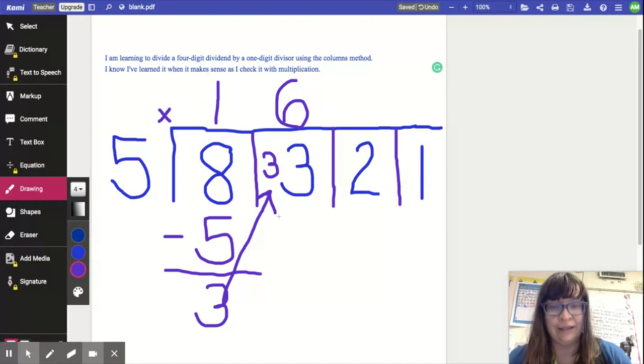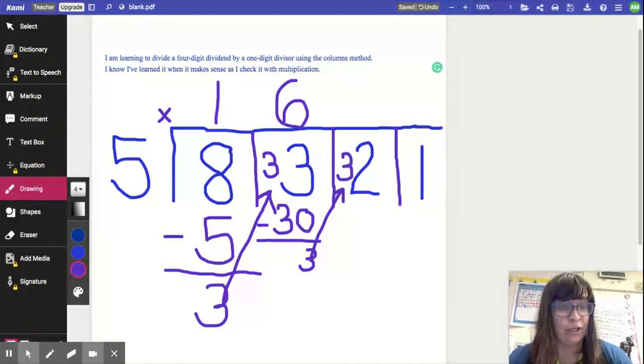5 times 6 equals 30. So I'm going to put the number 30 here. Looking for the difference, so I subtract 30 from 33. 3 minus 0 is 3, and we know that 3 take away 3 is nothing. I'm going to go ahead and regroup. Remember, I'm moving this 3 over here, so now I have 32.